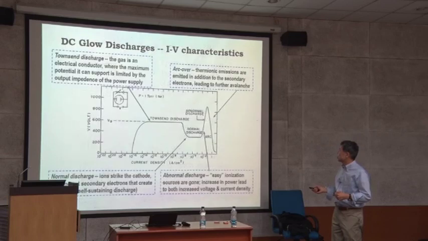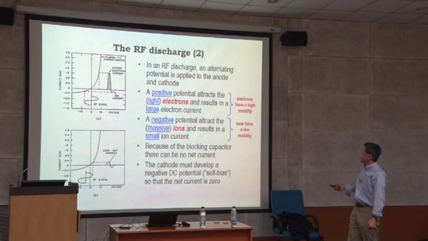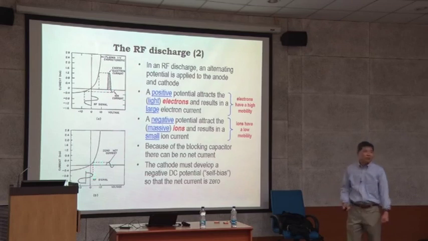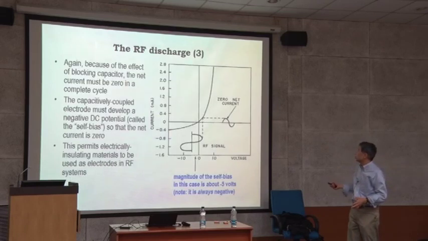I'm going to talk about this, the RF discharge. This is the diagram. Because of the positive potential, electrons result in a large electrical current, and the negative potential attracts the massive ions and results in a small ion current, because ions have low mobility and electrons have high mobility. That's why you have this kind of I-V curve, with excess electron current over ion current. The amount of shift here is what we call the self-bias voltage. The self-bias voltage is the actual energy with which the ions hit the surface. In this case the magnitude of the self-bias is about 5 volts, and it's always a negative voltage.